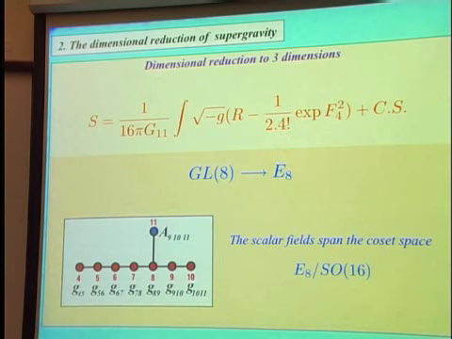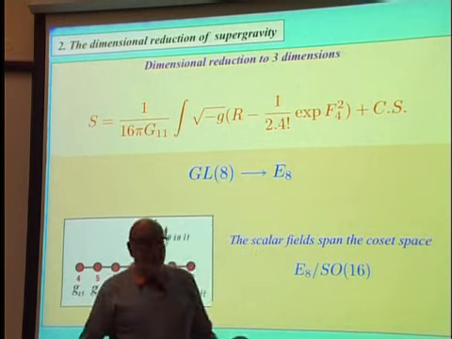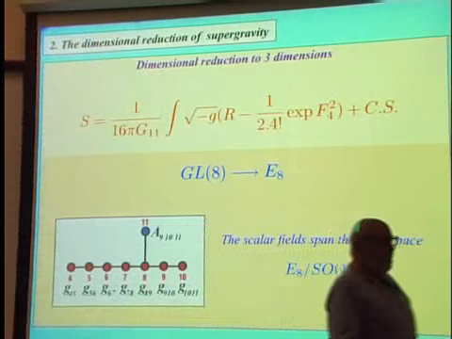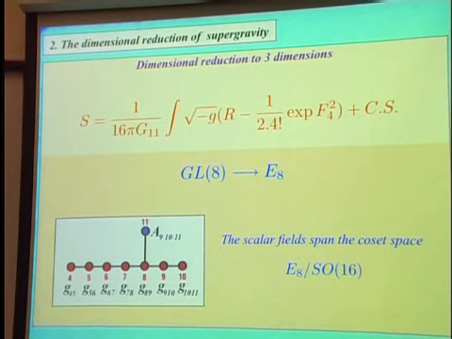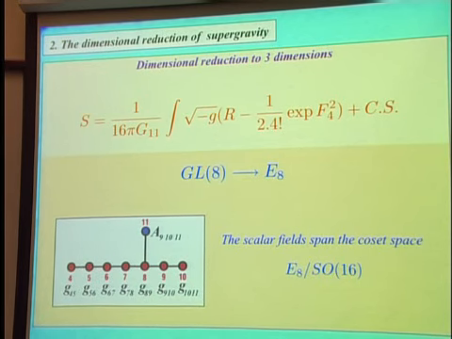Now let's suppose you reduce this to 3 dimensions. You dimensionally reduce this theory to 3 dimensions. Why 3? Well, 3 is an interesting number because then all the vectors that come in the dimensional reduction can be dualized to scalars, and so essentially, except for gravity, you only have scalars. And you expect these scalars to be invariant under some group.